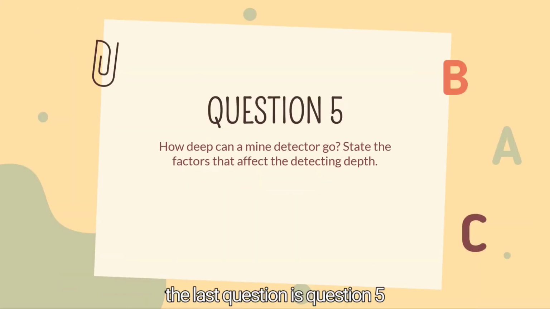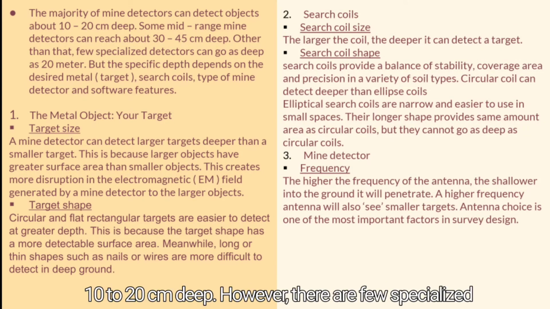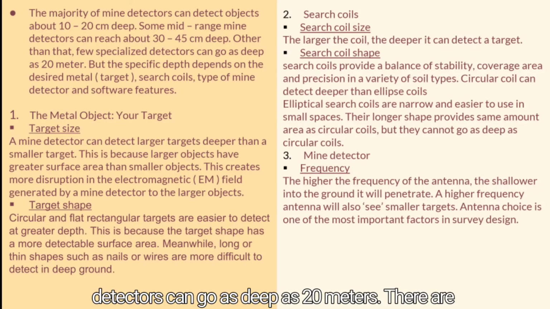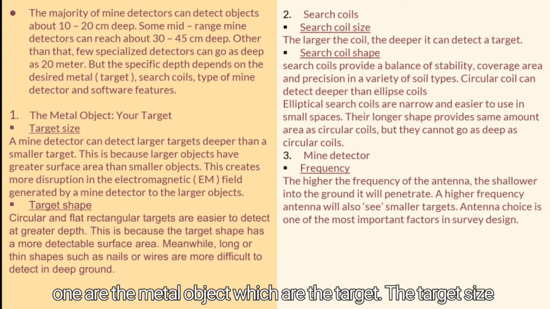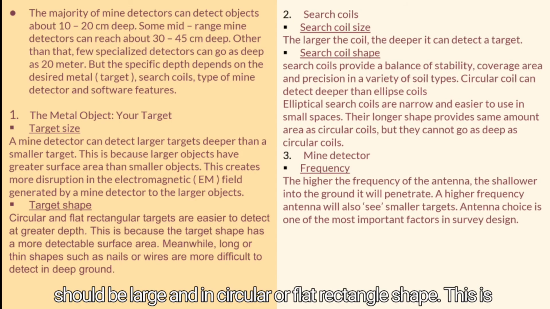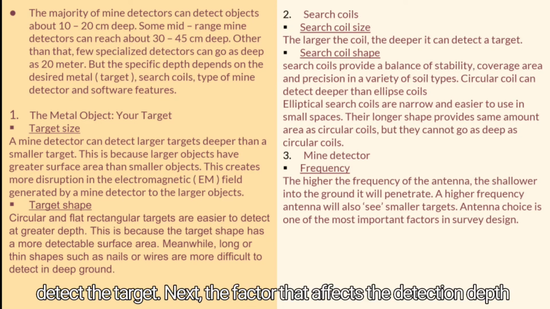The last question, question 5. The majority of mine detectors can detect objects about 10 to 20 cm deep. However, there are few specialized detectors that can go as deep as 20 meters. There are several factors that cause the specific depth detection. The first one is the metal objects, which are the target. The target size should be large and in circular or flat rectangle shape. This is because a greater surface area will make it easier to detect the target.